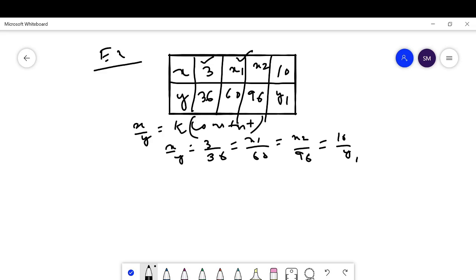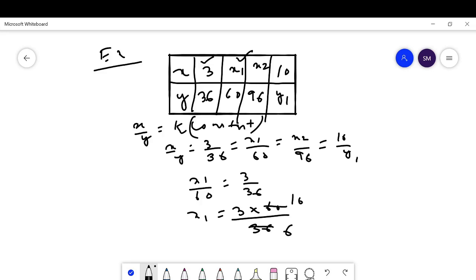Here x1 upon 60 is equal to 3 upon 36. Then x1 is equal to 3 into 60 upon 36. Simplifying, we get x1 is equal to 5.